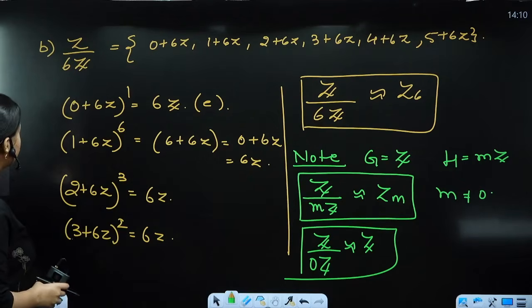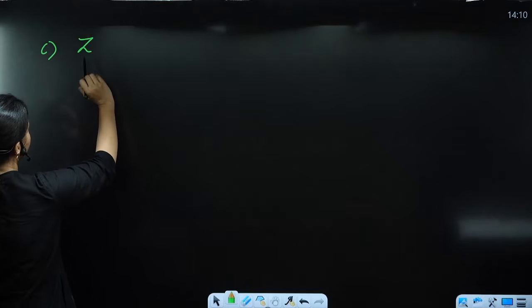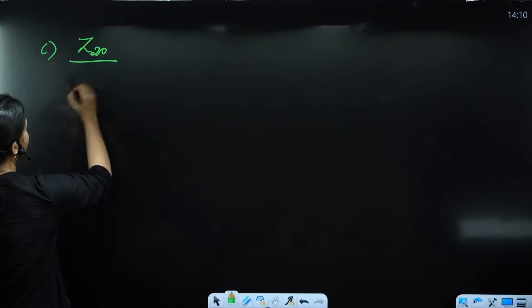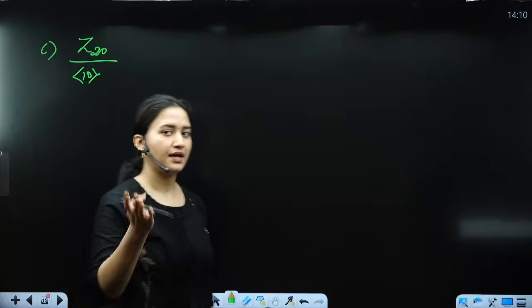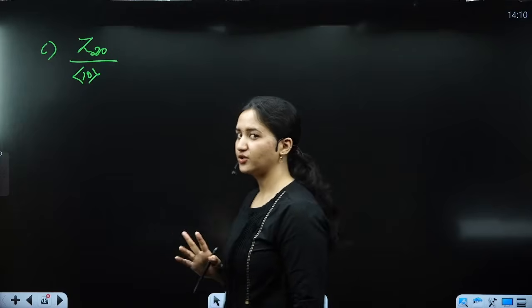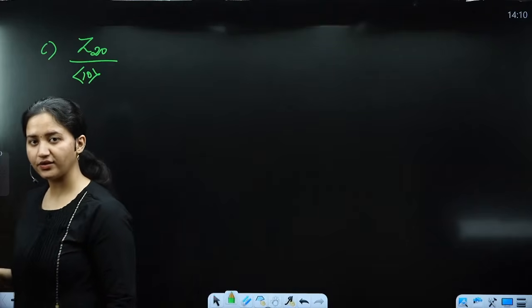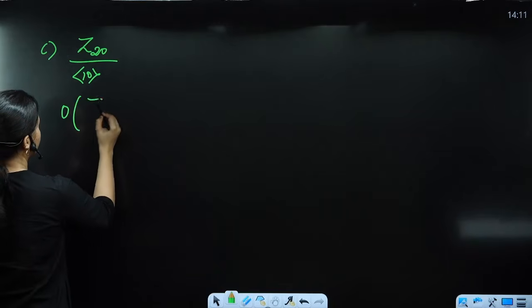Now let's talk about the finite Zm that we talk about, that is your group of residues. Let's say we have Z20 upon the cyclic group generated by 10, right? Since Z20 is a cyclic group, all your subgroups are going to be normal subgroups, right? So your cyclic group generated by 10 is also going to be a cyclic group and it is going to be a normal subgroup, right? Now the order of the factor group is going to be what?